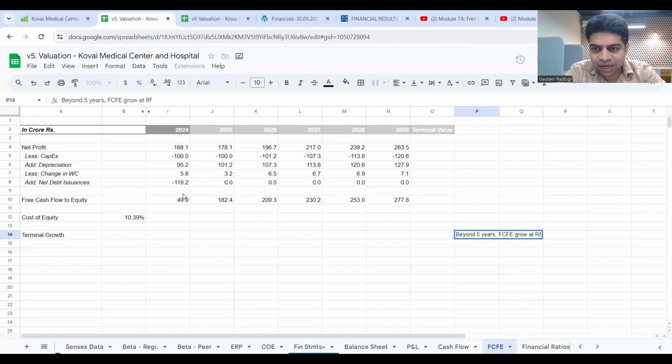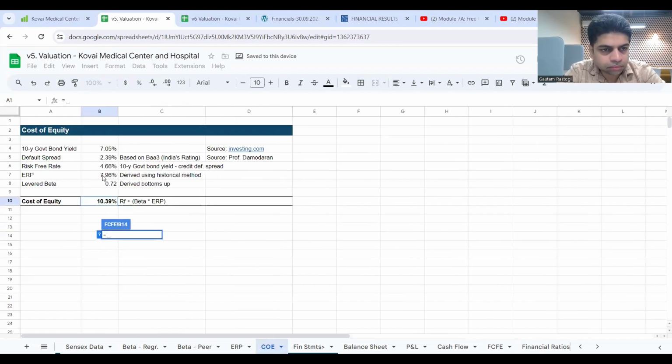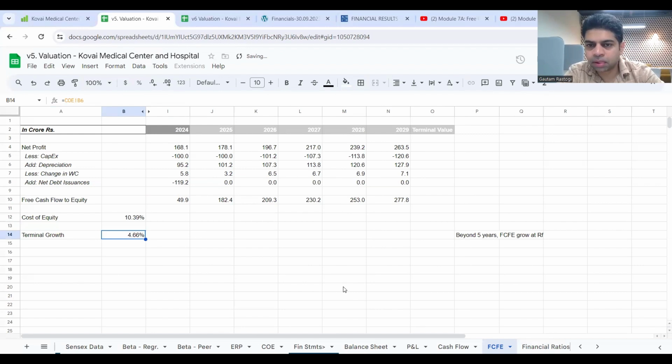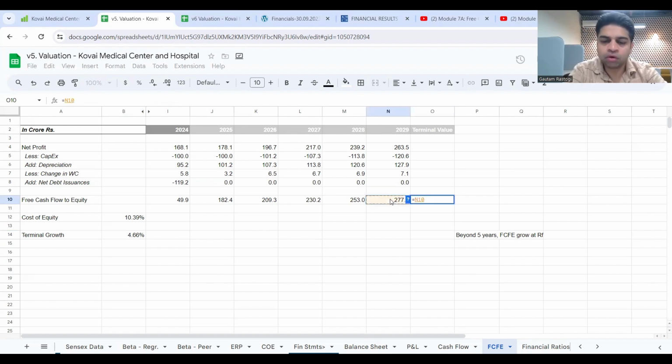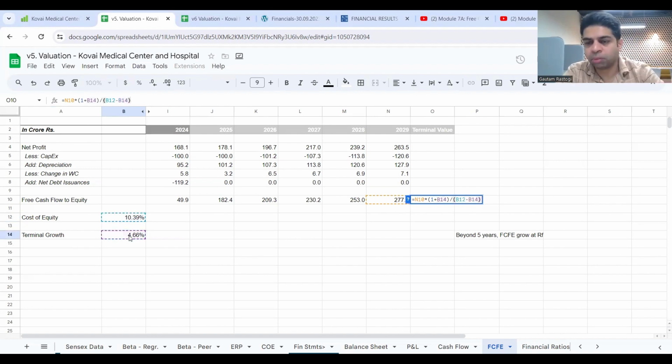Okay. So let's pull the risk-free rate here. 0.66. All right. Now let's estimate the terminal value using the Gordon growth model, or the Gordon growth formula. The Gordon growth formula really is: you take the last year's cash flow, increase it by the growth rate, and then divide it by cost of equity minus terminal growth. This is the Gordon growth formula.